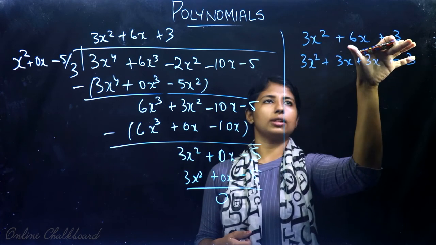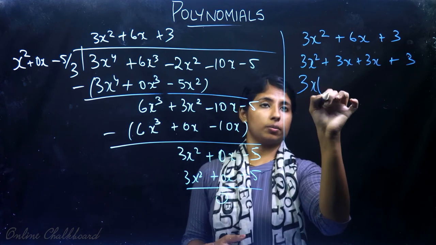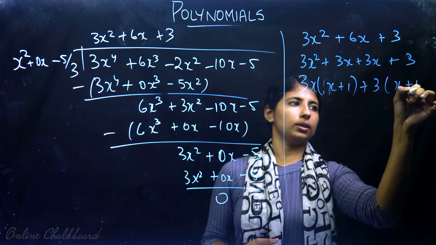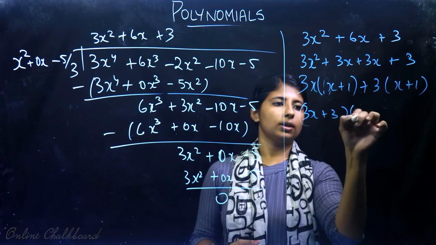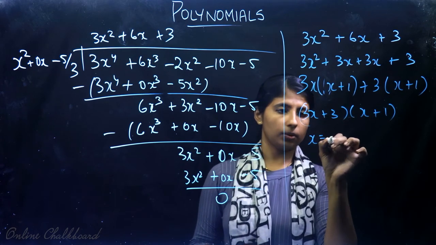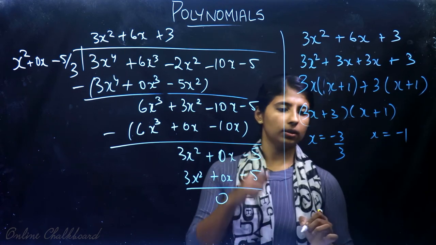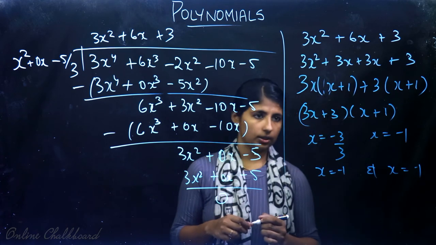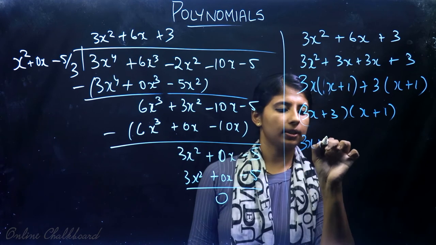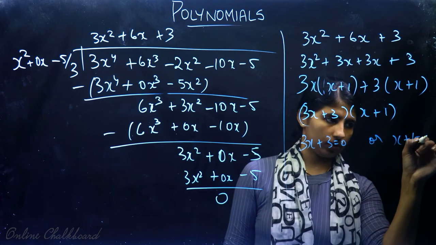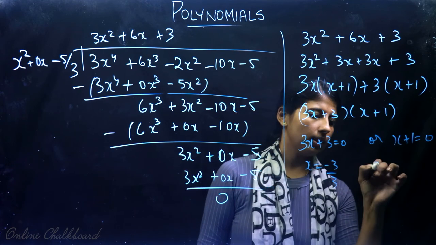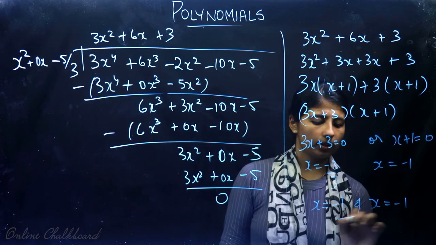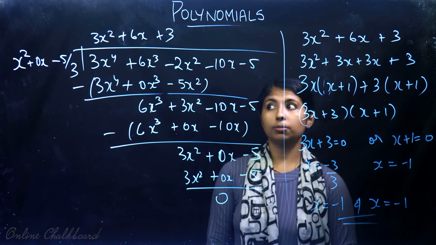3, because the product is 9 and the sum is 6. Taking 3x common, 3x into x plus 1 plus 3 into x plus 1, I will get 3x plus 3 into x plus 1. So 3x plus 3 equals 0 or x plus 1 equals 0, so x equals minus 3 by 3, x equals minus 1. So the answers are x equal to minus 1 and x equal to minus 1, the rest of the roots of this polynomial.